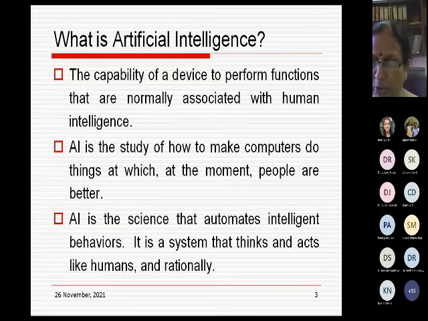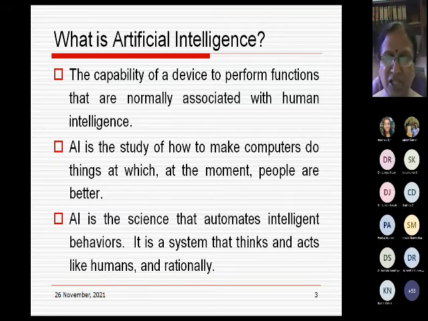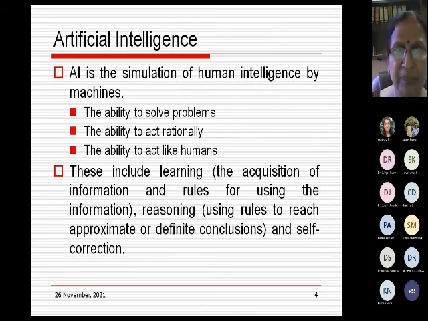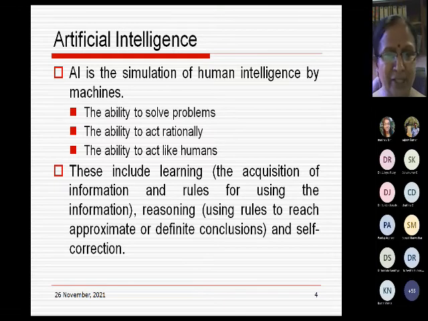All of you might have heard about automatic cars, where there is no driver. So some training or intelligence has been built into these machines for driving. These self-driven cars are part of these AI machines. So when we are talking about AI again, it is the simulation of human intelligence by machines to solve problems, to act rationally, or to act like humans.